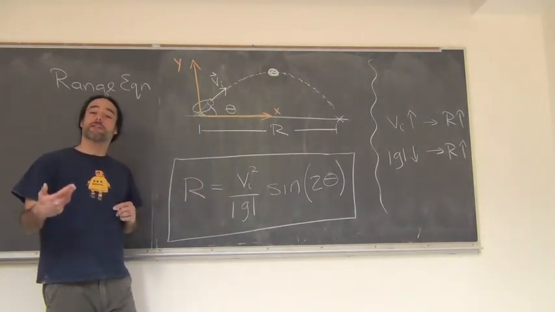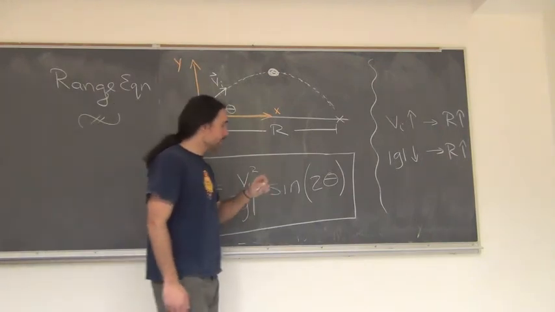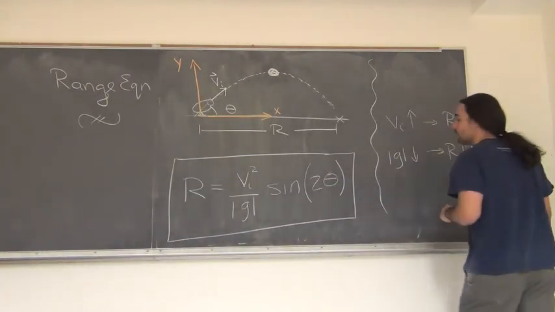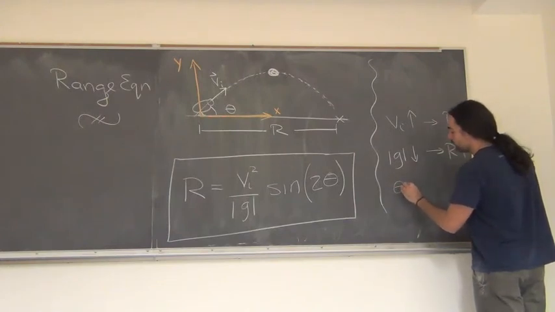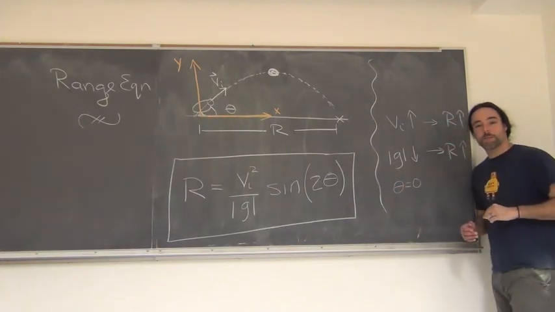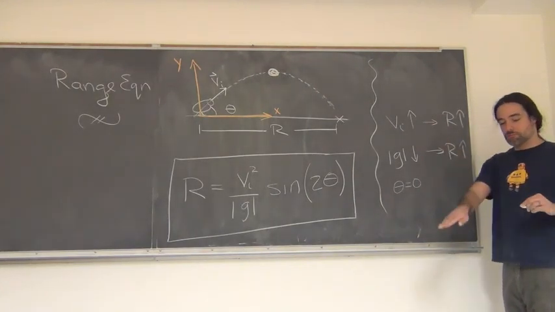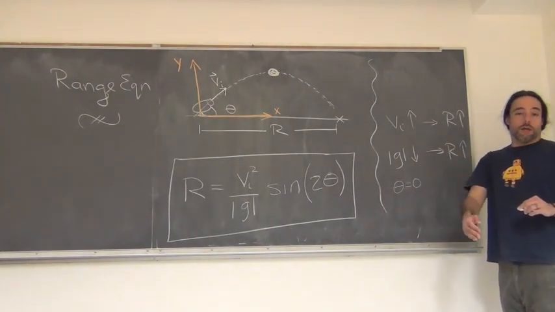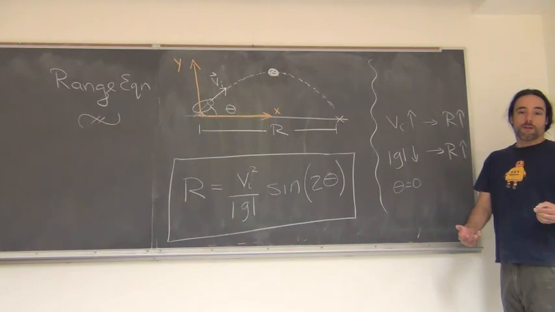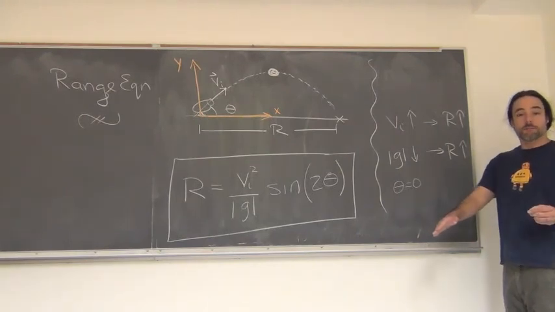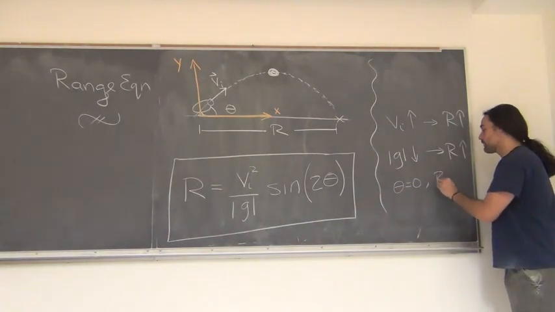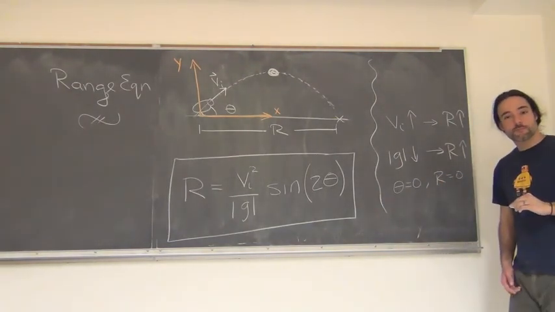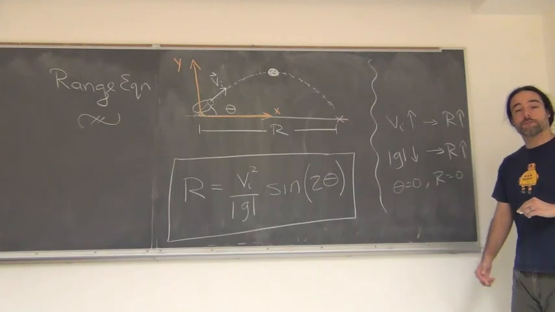We could also plug in some numbers for theta here. What happens if I plug in theta is 0? So I fire it just straight horizontally. Well, it's not going to make it very far. It's going to hit the ground immediately. If you plug in the sine of 0, you will get a range of 0, which makes sense. It's going to hit the ground right away.